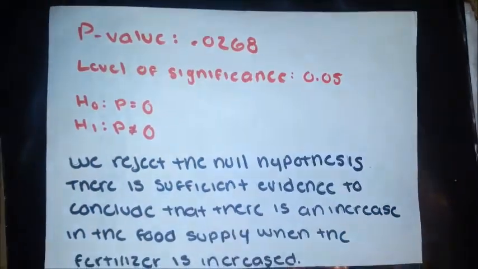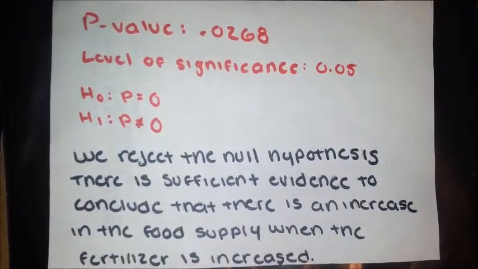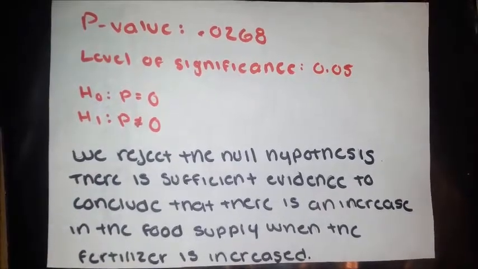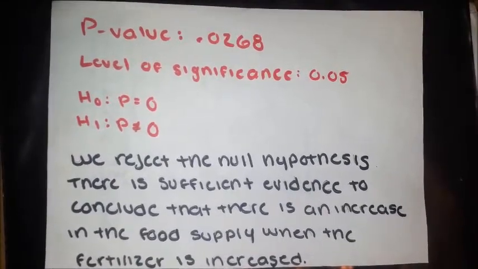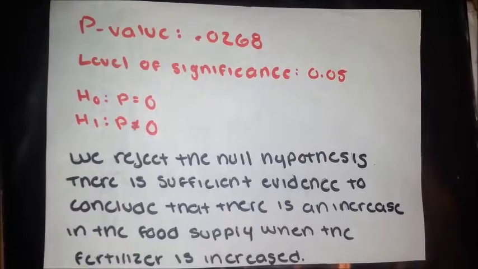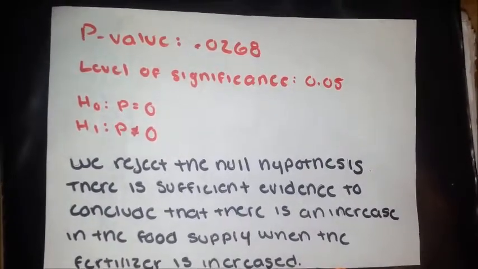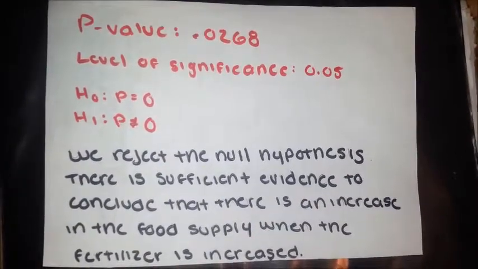As you can see, the p-value is 0.0268 and our level of significance is 0.05. The null hypothesis is rho equal to 0 and the alternate hypothesis is rho not equal to 0. Since the p-value is less than the significance level, we come to the conclusion that we reject the null hypothesis. There is sufficient evidence to conclude that there is an increase in the food supply when the fertilizer is increased.